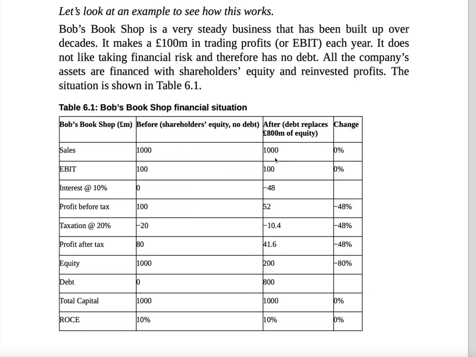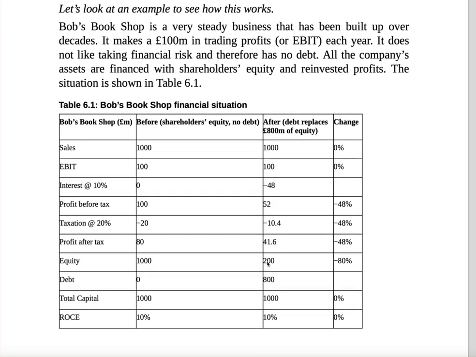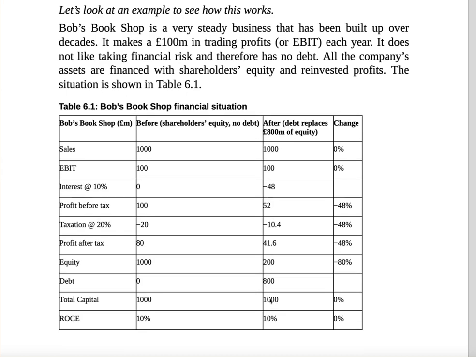But what happens when you take debt? Again, this is 100, you pay 10% as your interest cost, PBT is 52, taxation is 10.4, and you get 41.6. So basically your equity over here is 200 and your debt over here is 800. Total capital employed is the same, 1000, and you are making an ROCE of 10% as per the book. But I don't think so, it should be 10%. This is a misprint, it should be 4%.